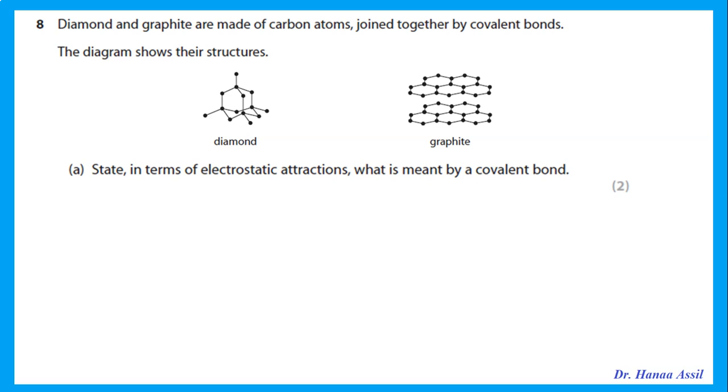Diamond and graphite are made of carbon atoms joined together by covalent bonds. The diagram shows their structures, and the question says, state in terms of electrostatic attractions what is meant by a covalent bond. Again, if we're required to explain what is meant by covalent bond, please do not say it's a bond between two nonmetals. That's not the definition.